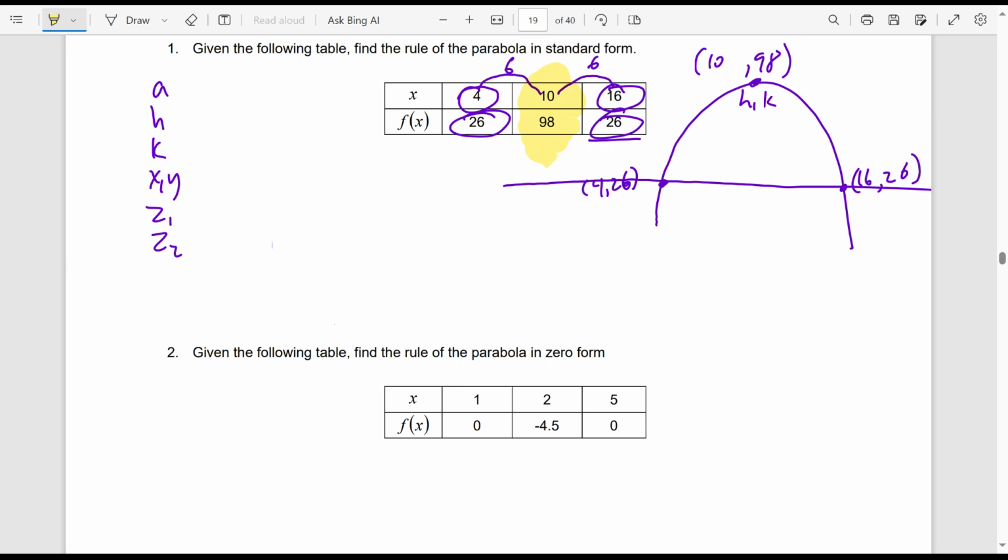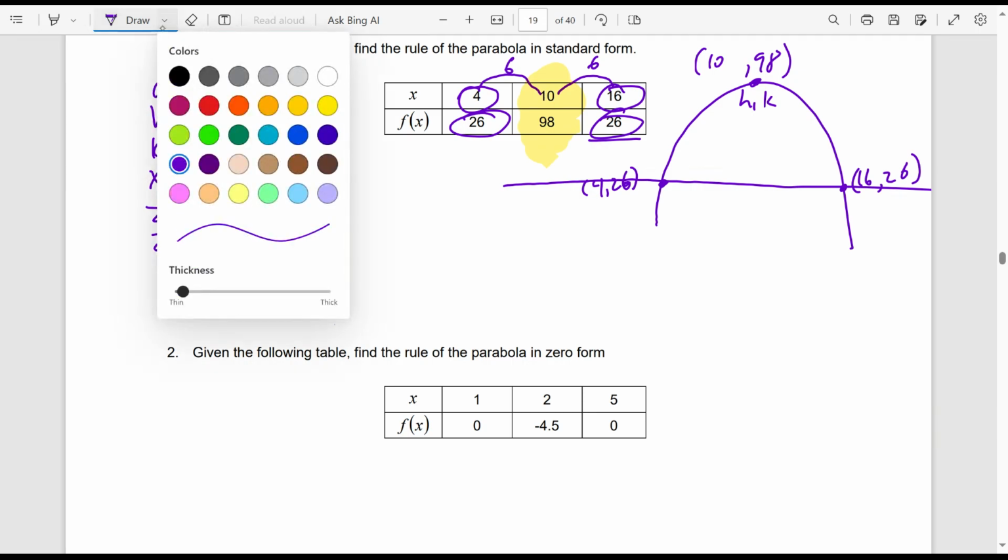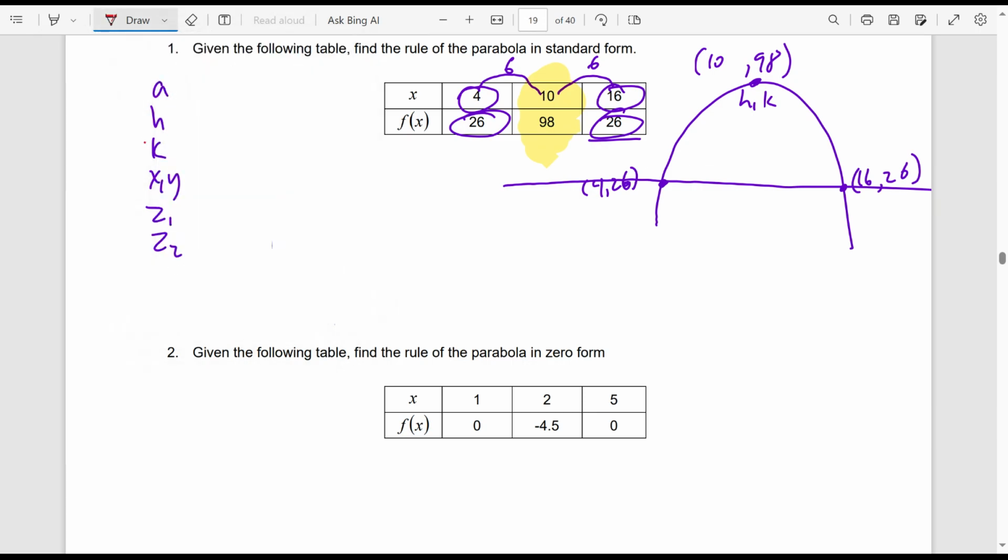If you don't have this skill set in your back pocket, then you kind of freeze on this question because it's like, where do I get started? What do I do? So that means I have 10, 98, and then I can choose either 4 and 26 or 16 and 26. And now I can go ahead and find the rule of this one. I'll have you practice this and finish this one up in a second. Now that I have all my information, you can find the rule.